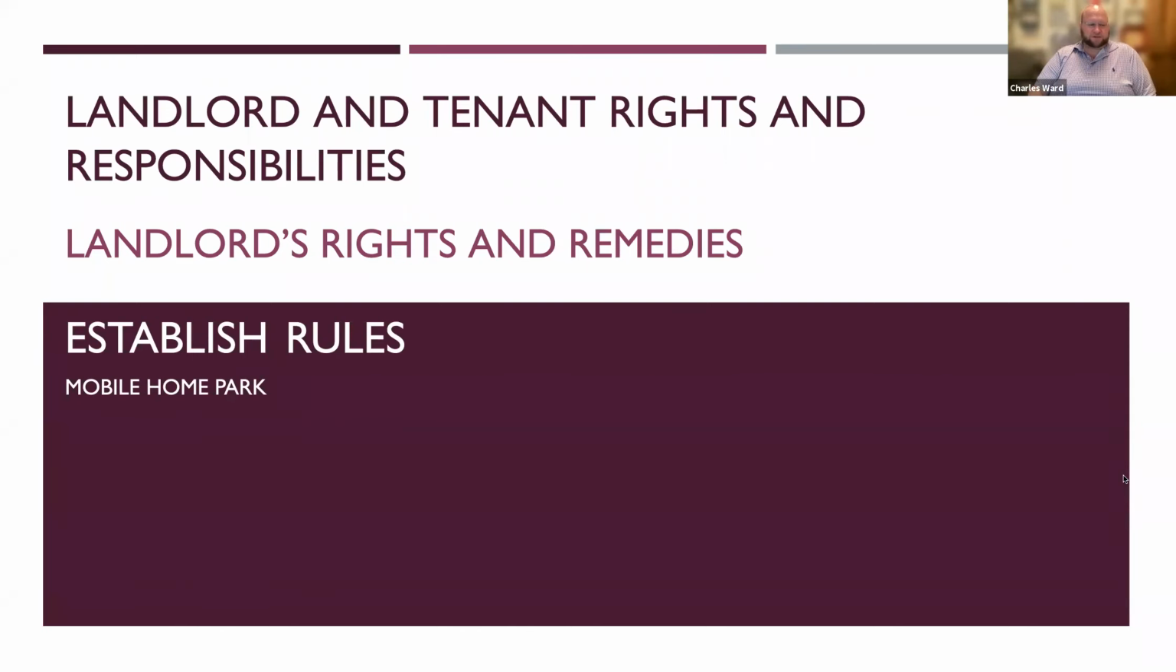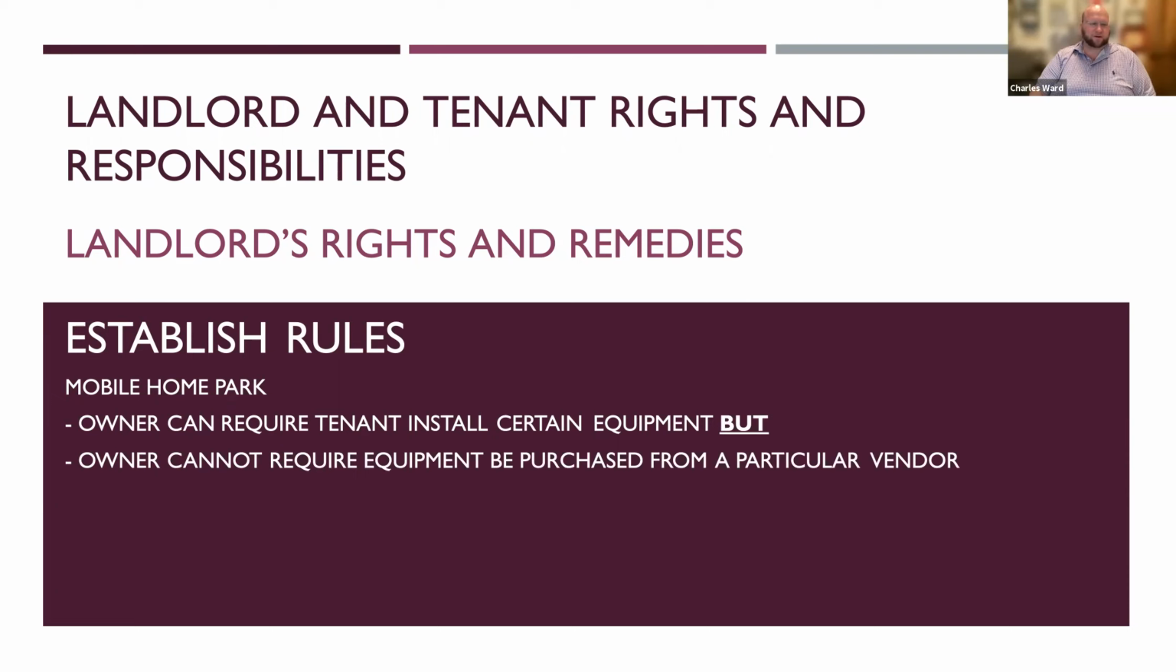A couple things special for mobile home parks. An owner can require a tenant to install certain equipment. We talked about skirting, utility hookups, certain other things, but you can't require that the person buy this from a particular vendor. So you can say you need skirting, but you can't say you need Acme skirting that's green or black from Bob's House of Hardware. The tenant has to have some discretion in what they install.